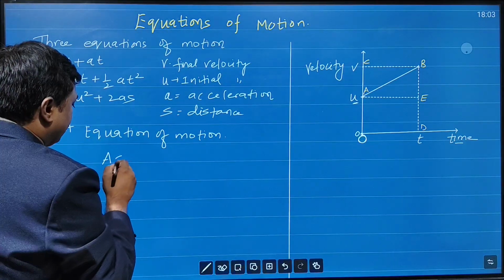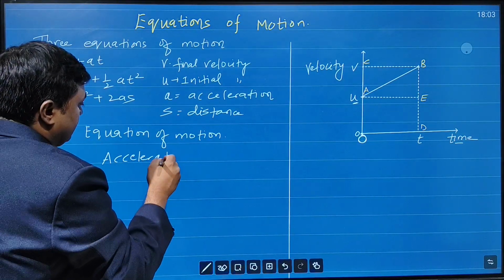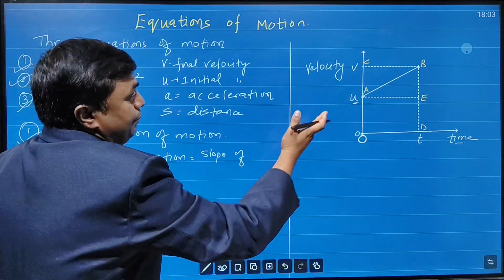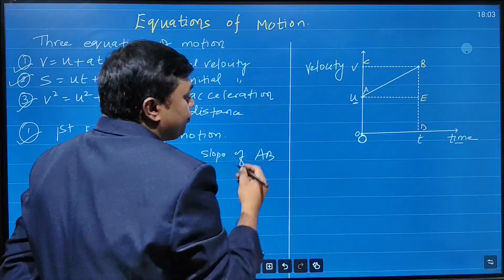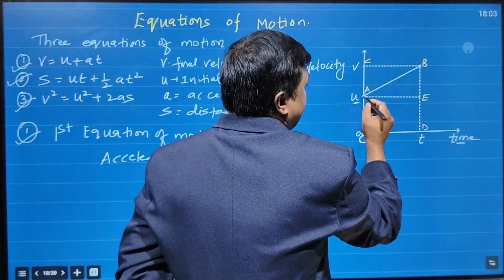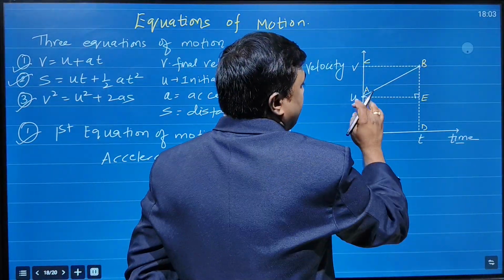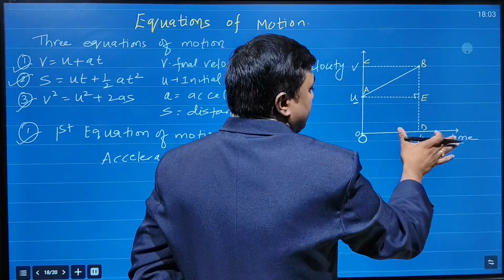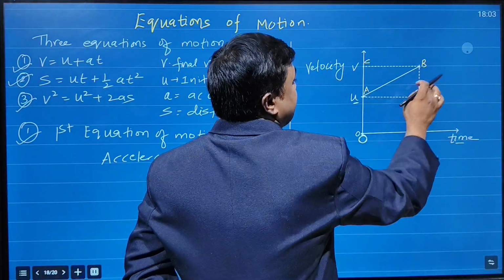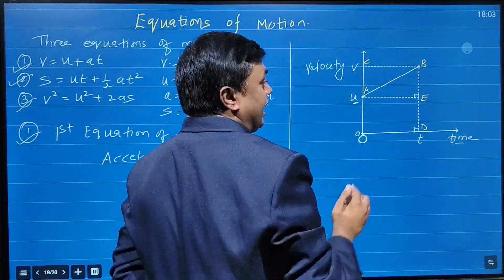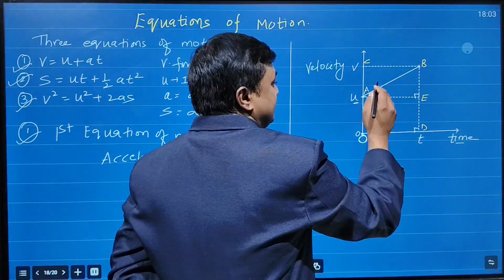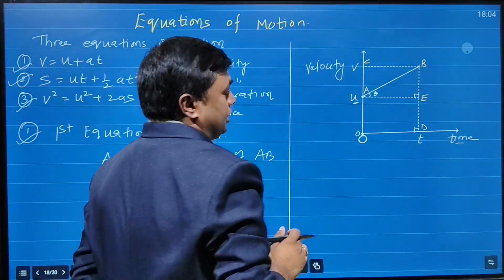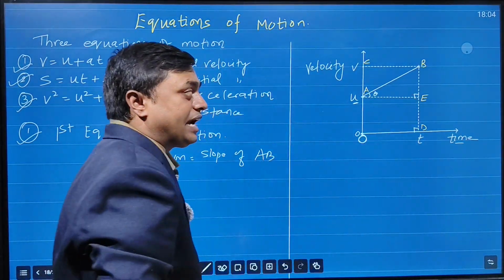So acceleration is nothing but the slope of AB. How do we find the slope? See, I have taken one perpendicular here. A is perpendicular to BD and BD is perpendicular to the time axis. So you can see this is a right angle triangle. Let's say this is making an acute angle theta with the horizontal direction.